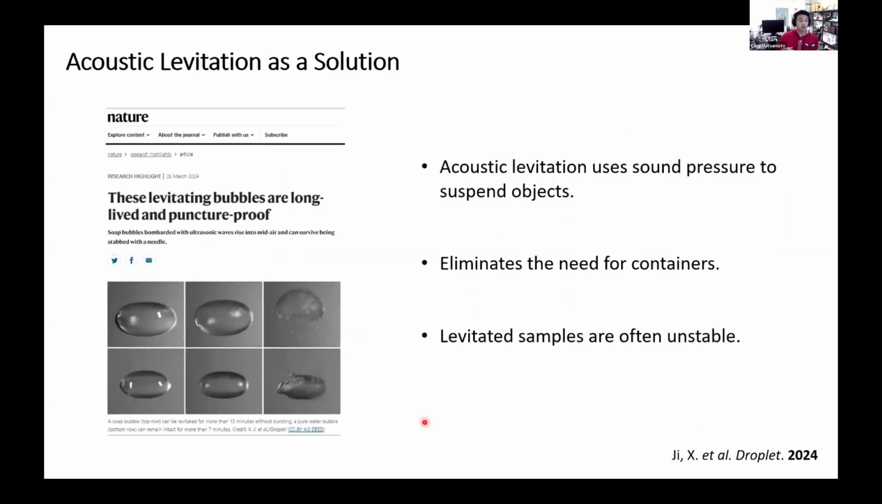Acoustic levitation proposes to be a solution by processing everything mid-air and without a container, just using sound pressure. However, many acoustic levitation platforms aren't that stable when it comes to levitating aqueous liquid droplets, such as in this paper featured in Nature, where they were only able to levitate a droplet for about 7 to 15 minutes. And so we really need to develop a more stable acoustic levitation platform.